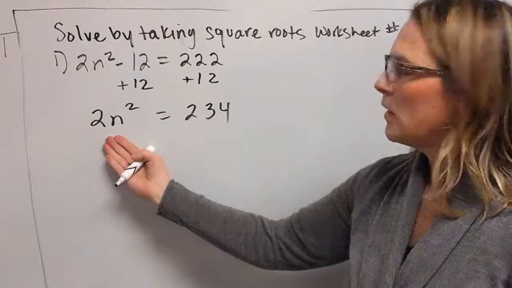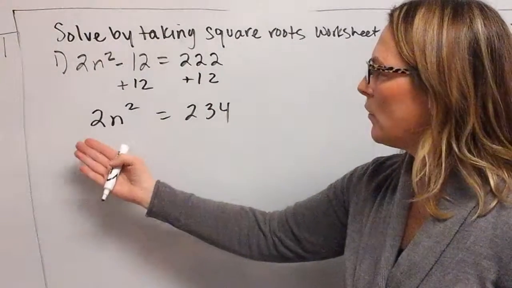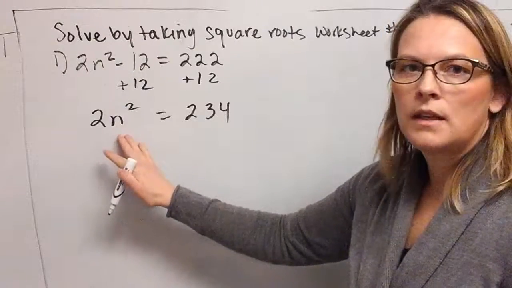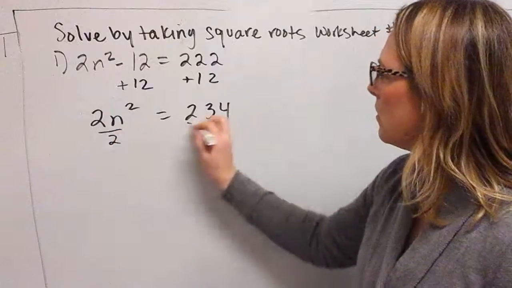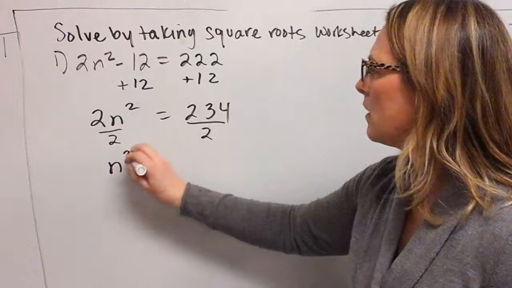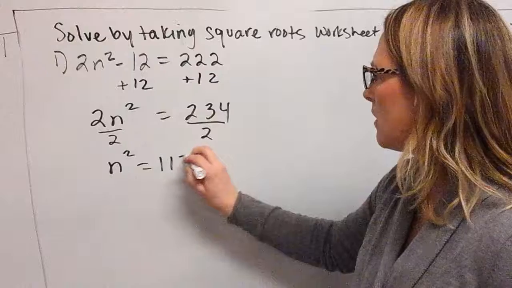Now I have the quadratic term here, and it has a leading coefficient of 2, but I need to isolate just the squared term with a variable. So I'm going to divide both sides by 2, and I get n squared equals 117.